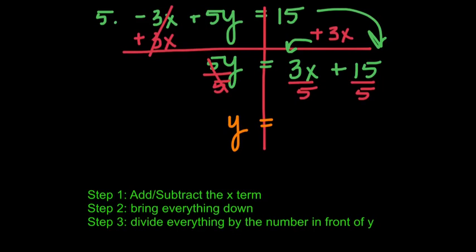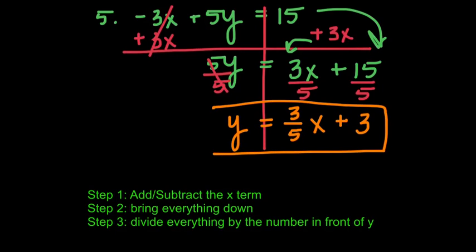Well, 3 divided by 5 is not going to divide into a whole number, so we leave it as a fraction. Do not convert it into a decimal. Instead, reduce if possible, which in this case it's not. So we're going to leave it as 3/5 x, and that's it. Now, we are going to divide 15 divided by 5. That is going to give me an answer of a positive 3. So the answer here is then y equals 3/5 x plus 3.